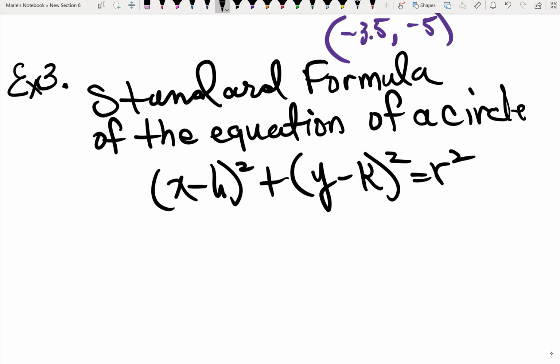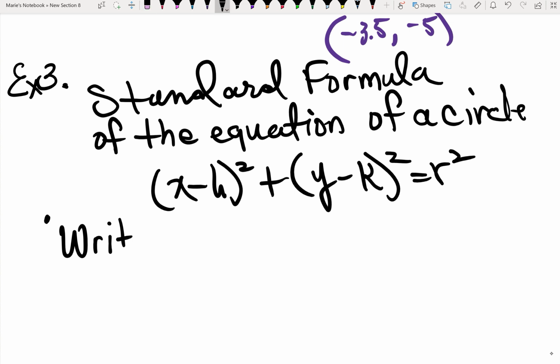So in example 3, the question says write the standard form. Oh my goodness, hang on a second. I'm talking and writing the same thing.